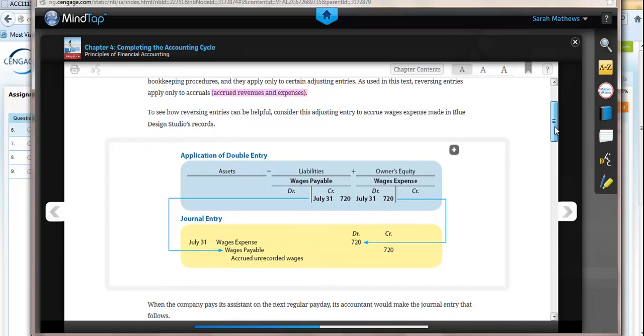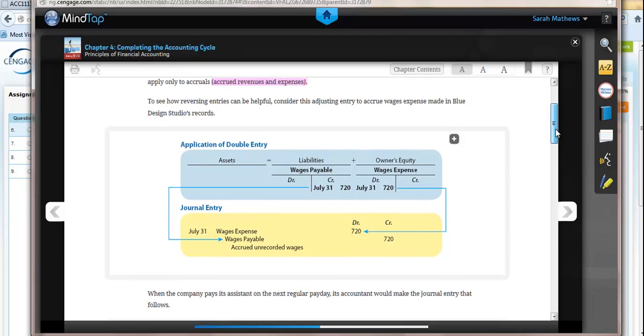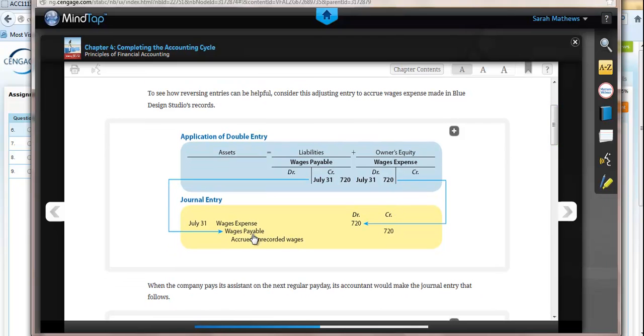So this example shows we had an adjusting entry for wages that had accrued but not yet been paid. So we had to debit wages expense for the $720 because the matching rule in accrual accounting tells us that our expenses must be recorded in the accounting period that they are incurred, and then we credited wages payable because we weren't paying them yet. We weren't going to pay them till the next accounting period. And that was done on July 31st.